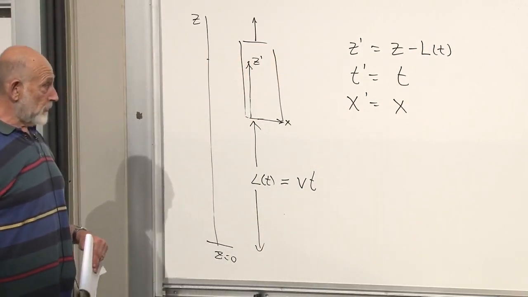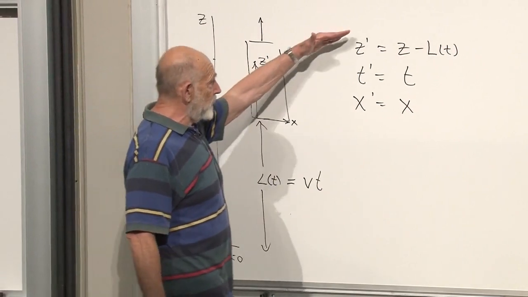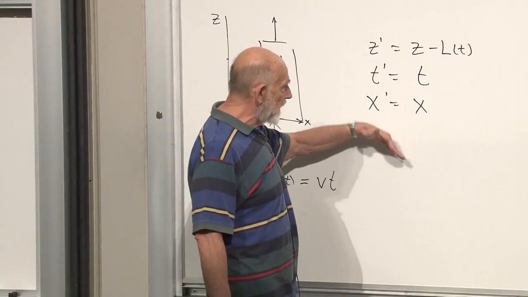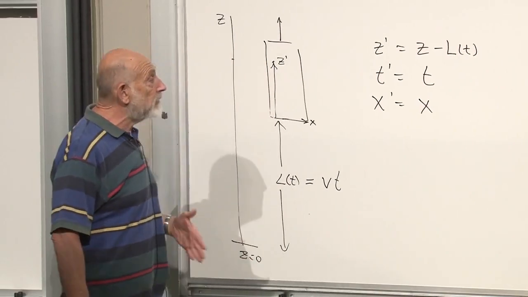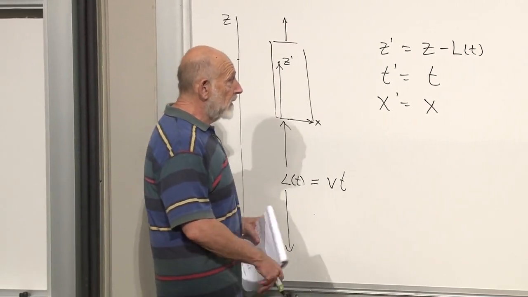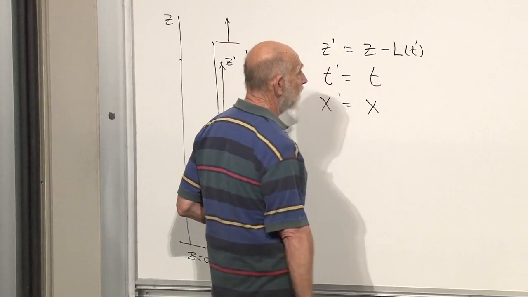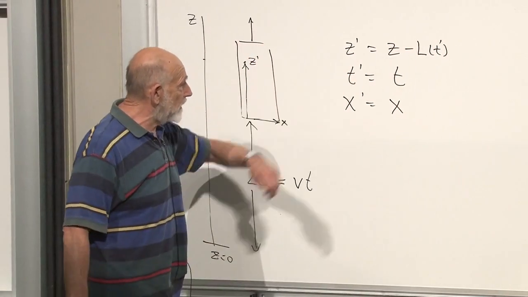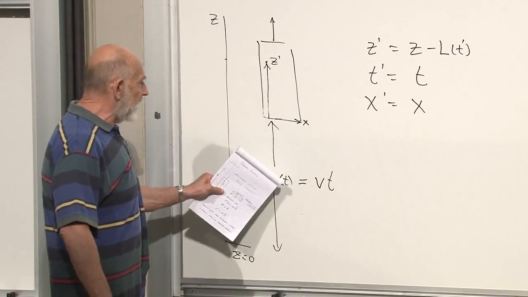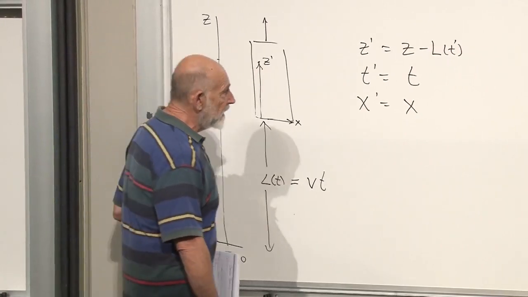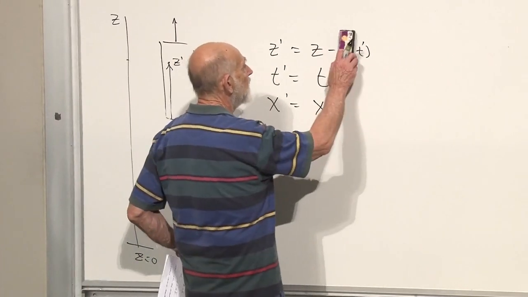That's a coordinate transformation of the space-time coordinates. It's rather trivial. Only one coordinate, namely z, is involved in any interesting way. We can, if we like, put a prime here because t prime and t are the same thing. Okay, now, if I set L of t equal to vt, then this is very simple: z prime equals z minus vt.